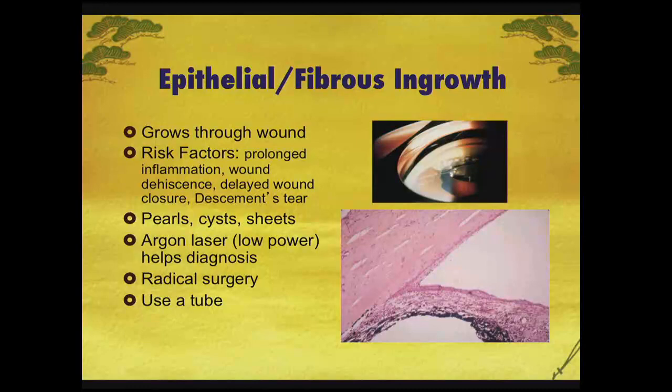Epithelial fibrous ingrowth is another cause of angle closure glaucoma. Epithelium can grow through a wound. So the biggest risk factor is a wound that was poorly closed. The epithelium can grow in pearls, cysts, and sheets within the eye. The picture on the top shows an eye that has had argon laser done to the iris to help diagnose the epithelial ingrowth. The epithelium in the eye will turn white when you treat it with argon laser. And this, unfortunately, usually requires quite radical surgery. And in terms of glaucoma, you should do a tube, not a trabeculectomy, again, because the epithelium can grow over your trabeculectomy site.